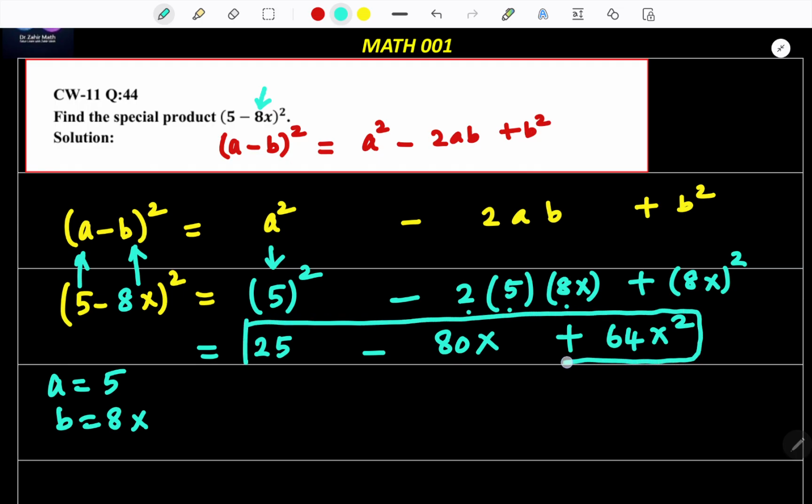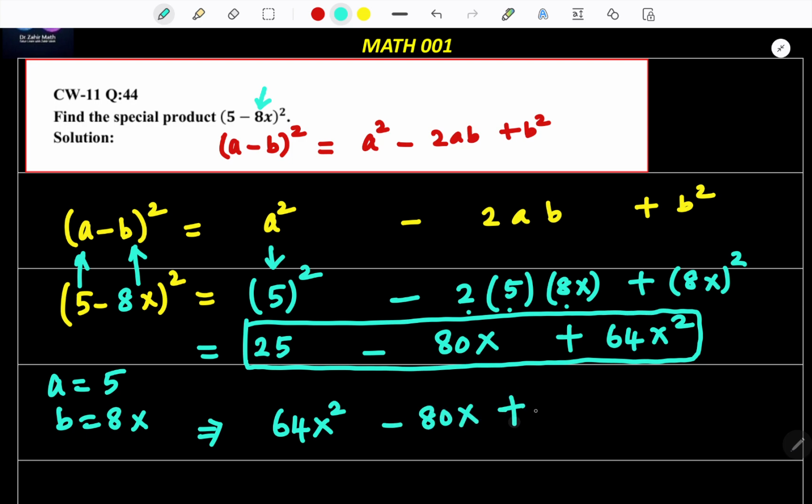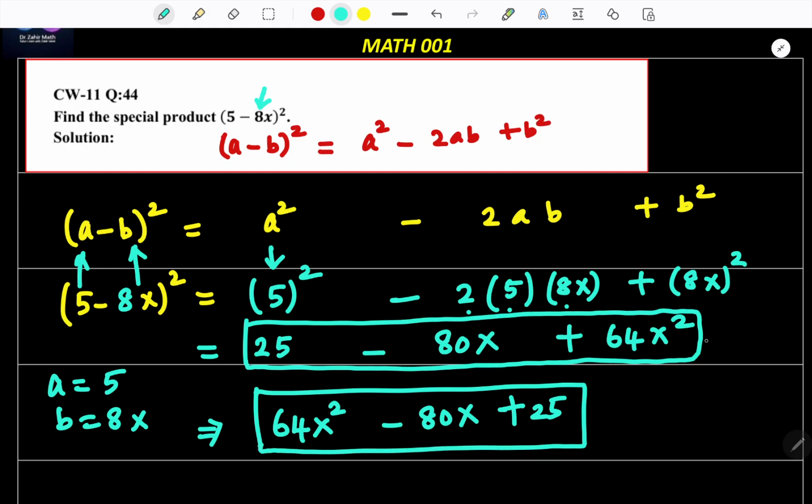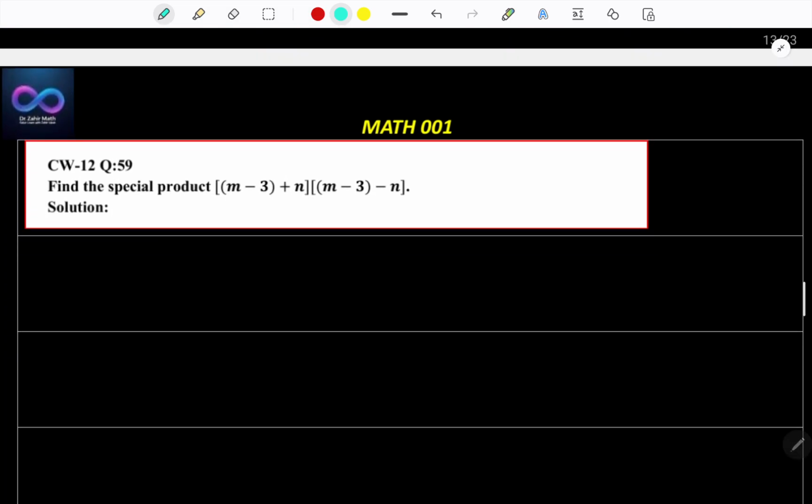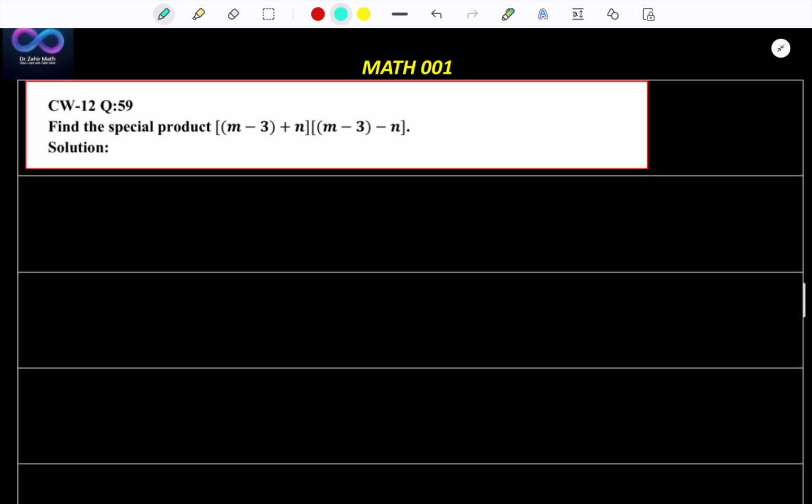Usually we write starting from bigger terms to smaller terms. So we can write it as 64x² minus the next term, 80x, and then plus 25. So you should write like this. Yes, and if you write this one, the answer looks beautiful, you can say. Right. Let's go to the next question.